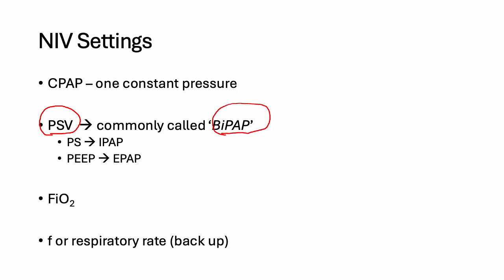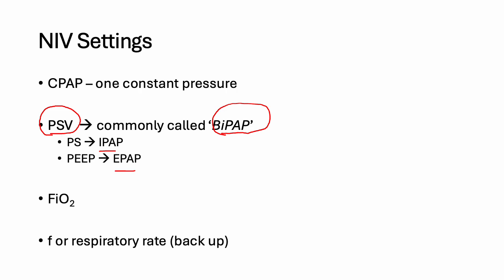Again, BiPAP was once trademarked before. So BiPAP essentially stands for bi-level positive airway pressure. Okay, the inspiratory positive airway pressure and the expiratory positive airway pressure. So the corresponding terms: PEEP equals EPAP. The pressure support is analogous to the IPAP.